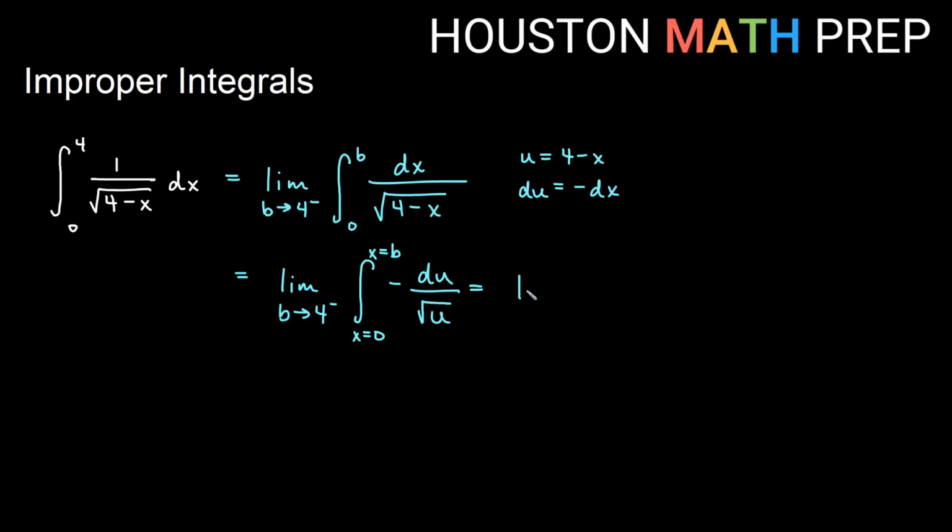Okay, so we don't lose anybody. We could bump out the negative, and I'm going to write my root u on the bottom as u to the negative 1/2 power. So that would be u to the negative 1/2 du. Again, these are still x bounds here, so x equals 0, x equals b. We'll take the limit as b goes to 4 from the negative side.